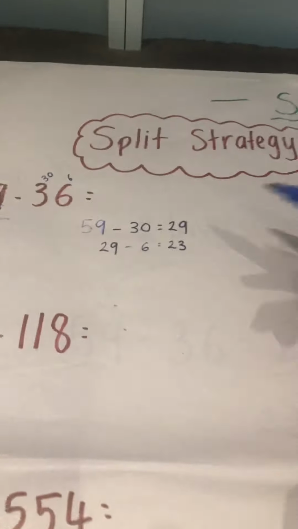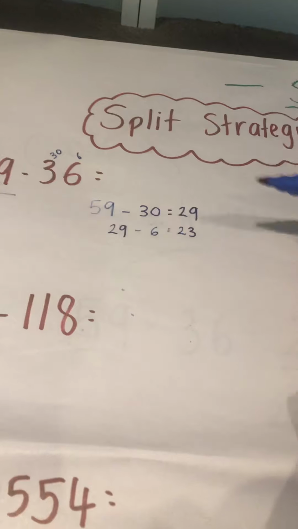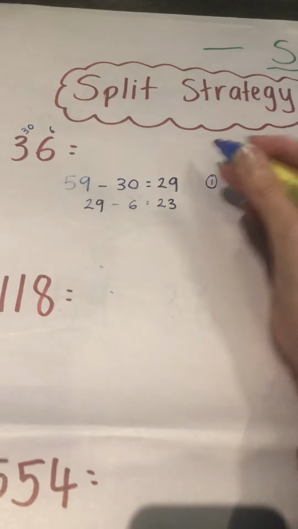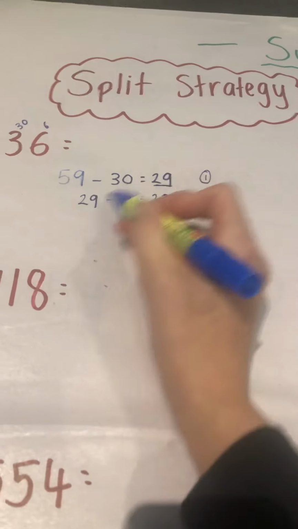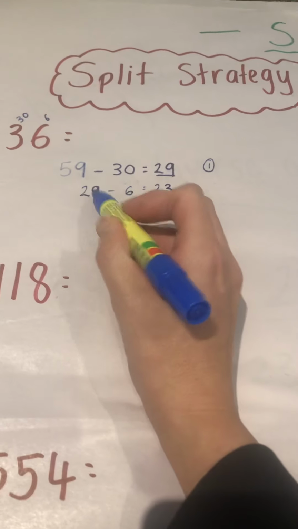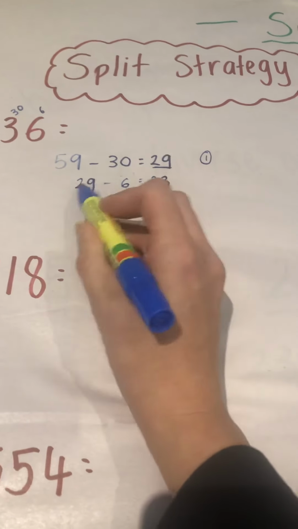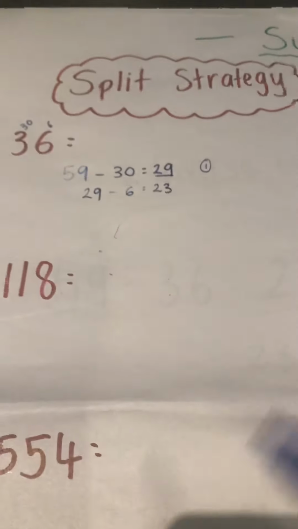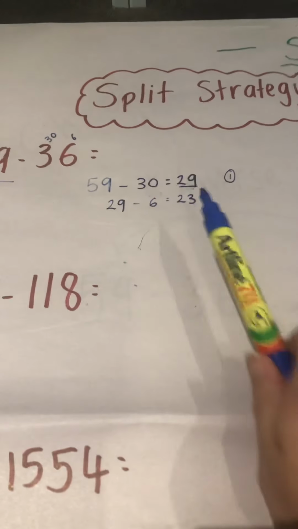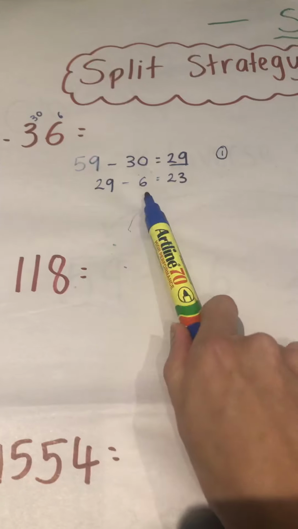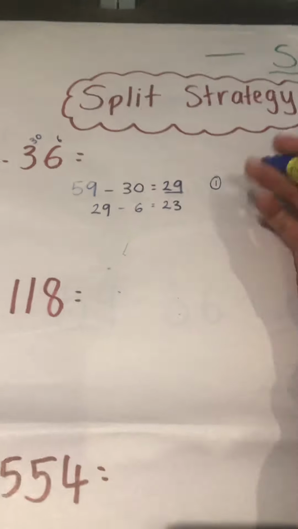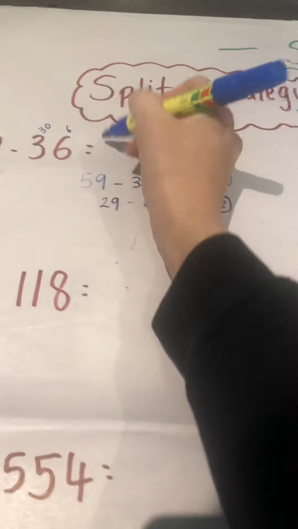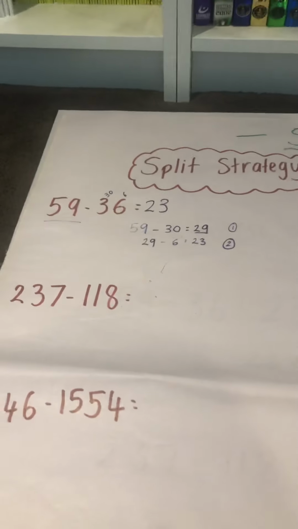See how I've taken away my tens? This is my first line of working out. Then I take that answer and directly write it down here. If you do 59 take away 6 down here, it's not going to give you the right answer. You need to do it in a method just like this. Then you take your answer, you take away your ones, and that is your final answer. So we write 23 up here to tell your teacher that that is your final answer.